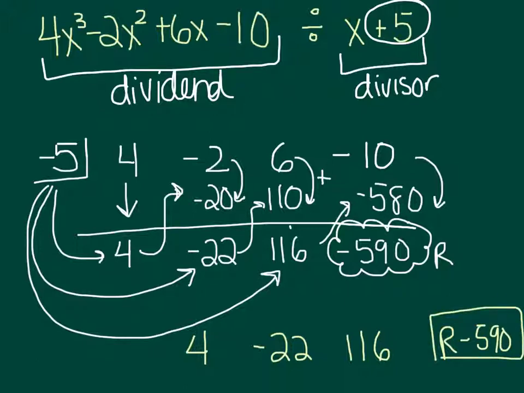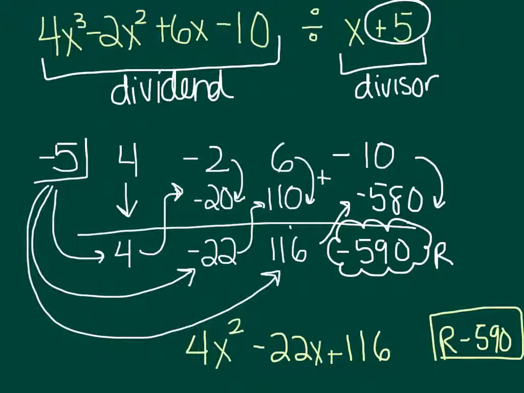And I can see that my original dividend started with x to the third. So I know my quotient is going to start with x squared. So I took that 3 and I subtracted 1 and got x squared. So then I have minus 22. The next one will just be x, or x to the first. And then my last coefficient here is actually not going to get an x. It would have x to the 0, but that's just 1. And then I do have this remainder of negative 590.